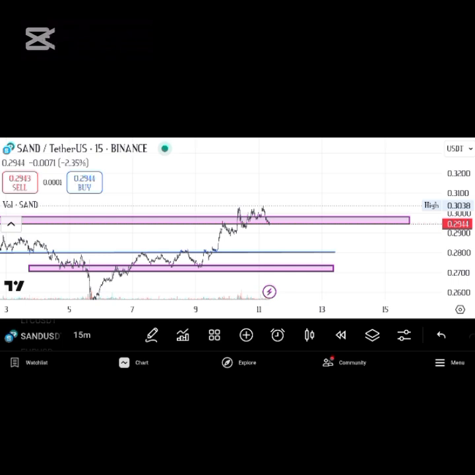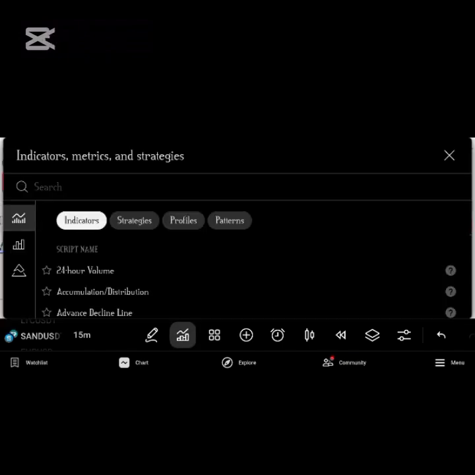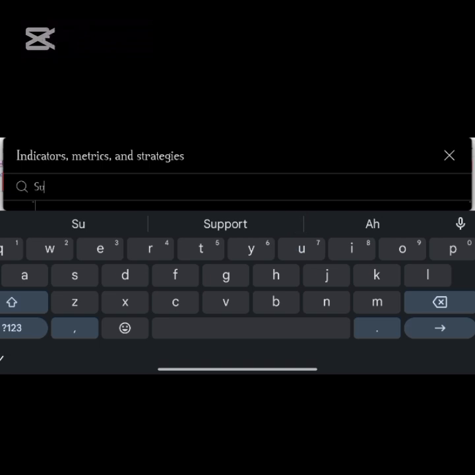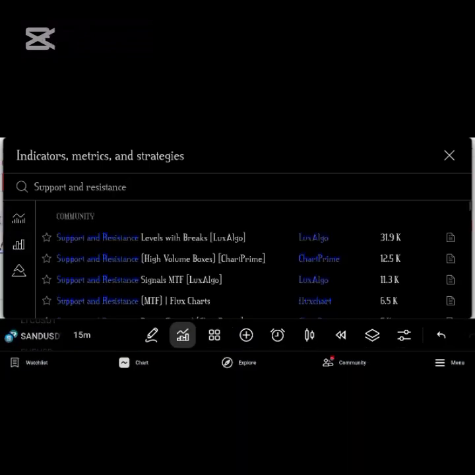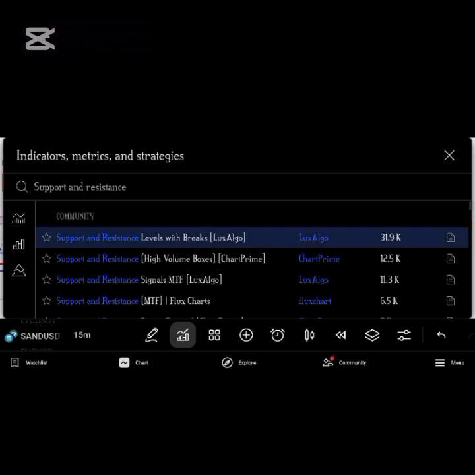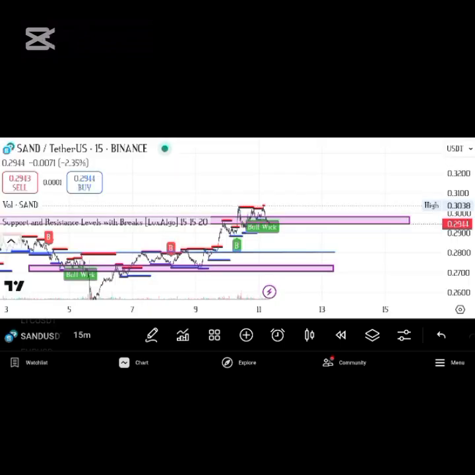To find this indicator, you have to click here, click on this stuff here, then search for support and resistance. Then select this first one, then you go back.